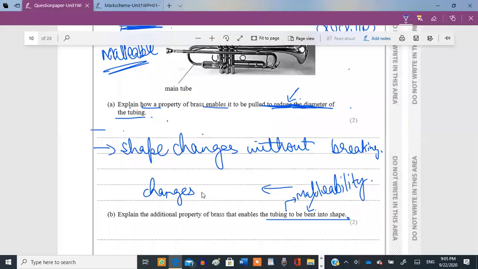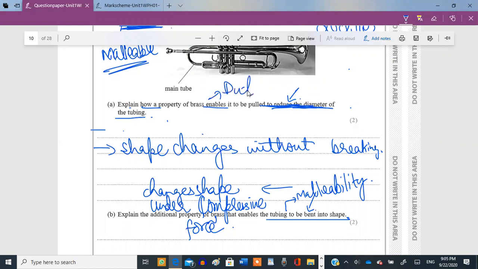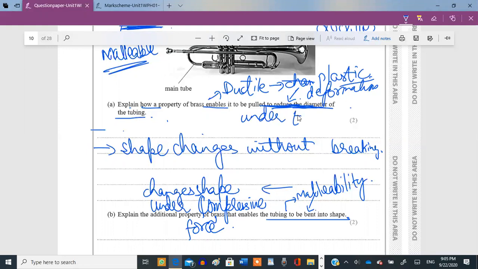So it changes shape under compressive force, and I would suggest that you learn this. With malleability, it's the compressive forces which are involved, and with ductility, it's the tensile forces which are involved. This is ductile because it changes shape or undergoes permanent deformation, plastic deformation, under tensile forces.